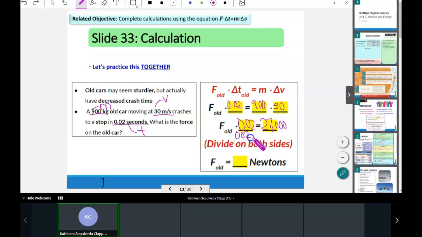Remember, a fraction is simply a division problem. That's all it is. When I divide 0.02 by 0.02, I'm going to get 1. So these two things cancel each other out. But what I do to one side, I have to do to the other side. So if I divide on this side, I have to divide on this side. So I'm going to divide by 0.02. Now I can just divide 27,000 divided by 0.02.